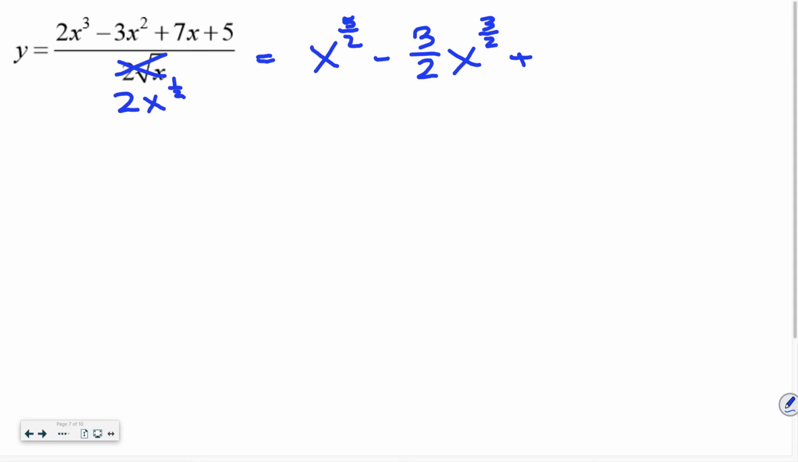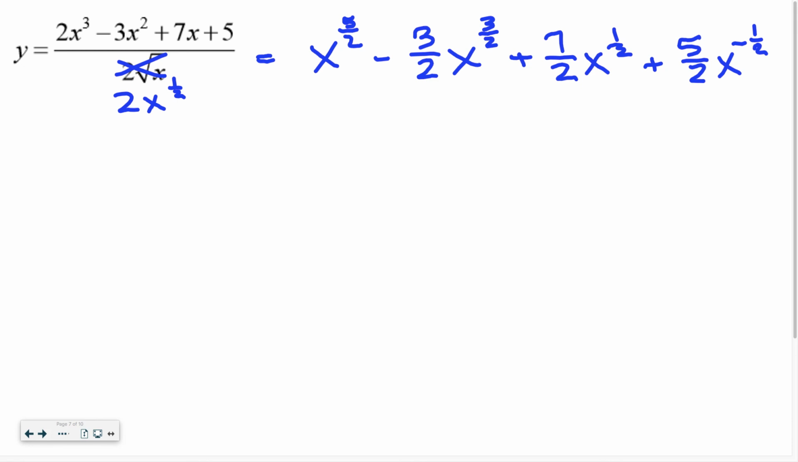Seven x divided by 2x to the 1/2 would be 7/2 x to the 1/2. And then plus 5 divided by 2x to the 1/2 would be plus 5/2 x to the negative 1/2. Rewrite each individual term, and so now we have 4 power rule setups. You see that? Ax to the n, Ax to the n, Ax to the n. Before we take the derivative, any questions on how I got those 4 individual pieces?